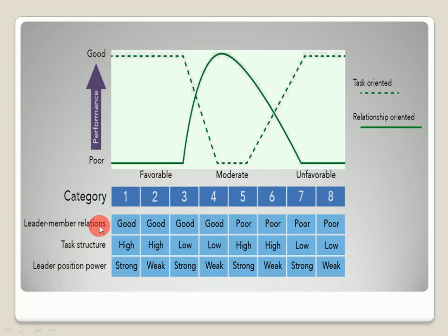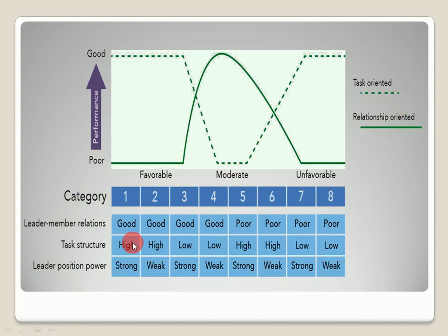And for the leader member relations, we have two possibilities here. Either your relation can be good or it is poor. And for task structure also, we have two possible combinations, either it is high or it is low. And for leader position power as well, we have two possible combinations, either it is strong or it is weak. So this way it makes 8 combinations, and this particular diagram is based on these 8 combinations. And here the dotted line denotes the task oriented leader, and this solid line denotes the relationship oriented leader.